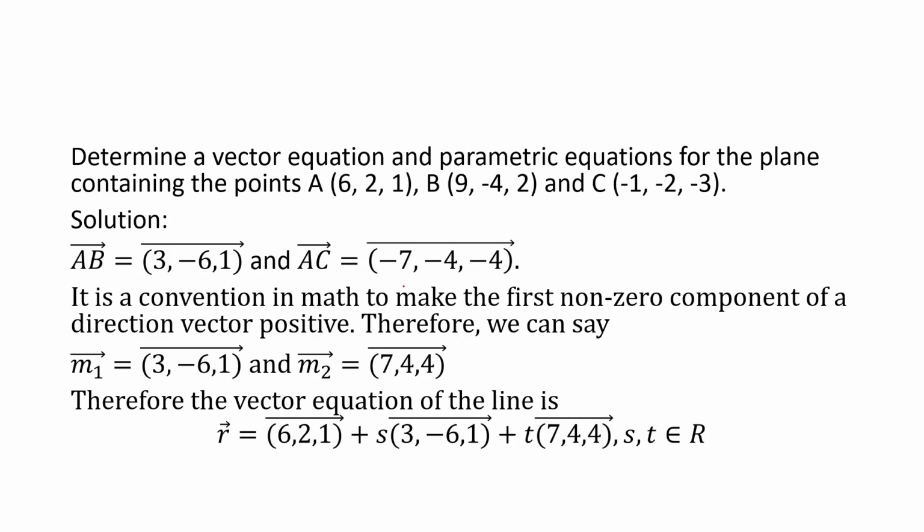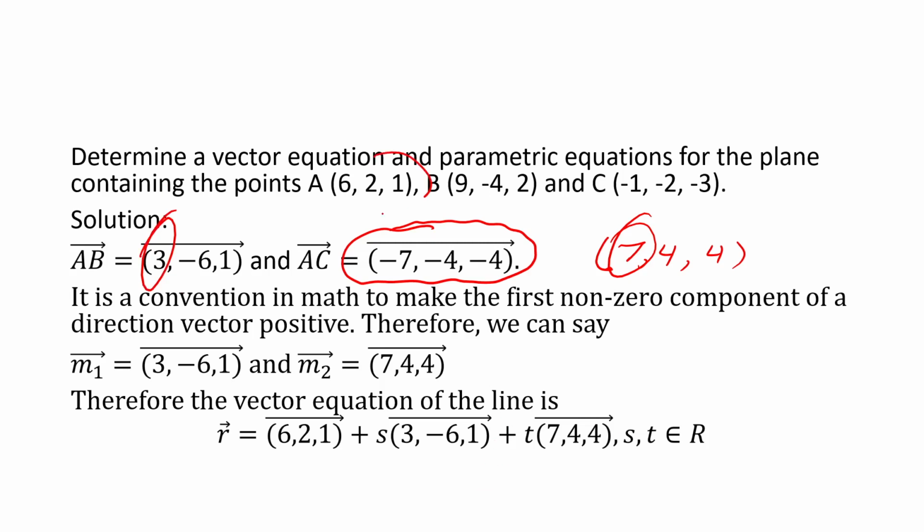Now, like we said in the previous video, there's a convention in math to make the first non-zero component of a direction vector positive. So if I know that I could use negative 7, negative 4, negative 4 as a direction vector, that means I could use a vector collinear with it as a direction vector instead. So let's multiply negative 7, negative 4, negative 4 by negative 1, and we'll get 7, 4, 4. And if we do that, the first non-zero component of the second direction vector is positive, and the first non-zero component of the first direction vector is positive.